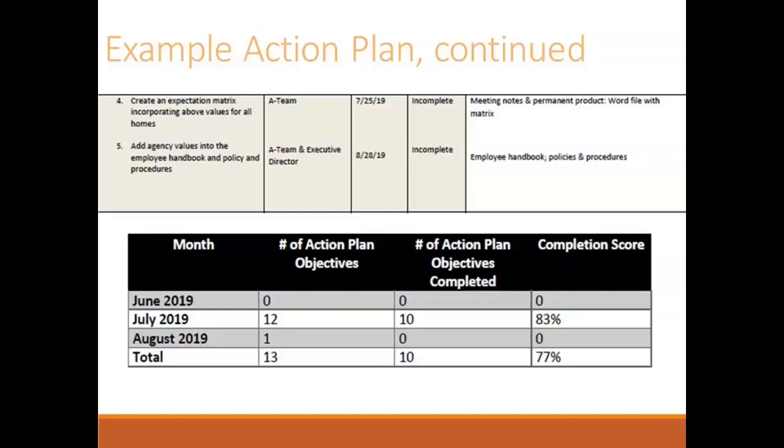So this will likely never be 100% because as objectives are completed, you might be creating new ones. So it's not so much seeing that you have a 100% marker, it's seeing that you are completing action plan objectives. You are getting somewhere toward meeting your goal.